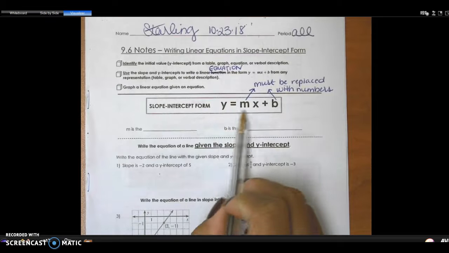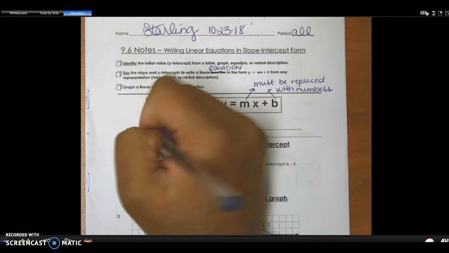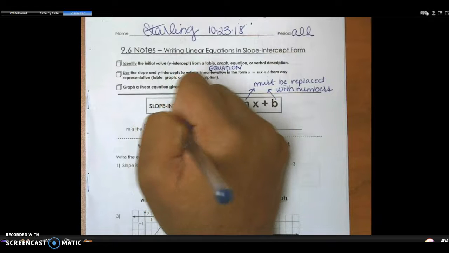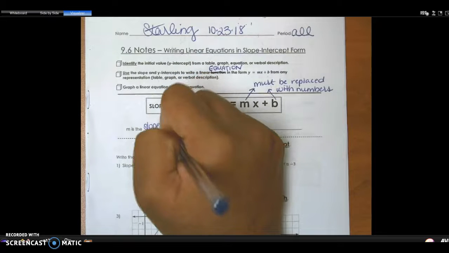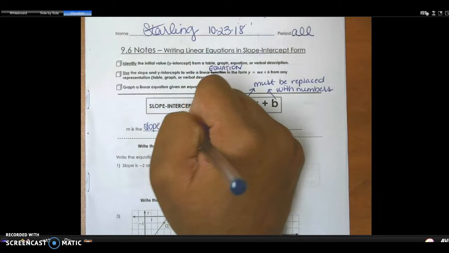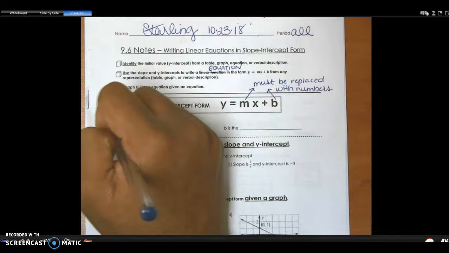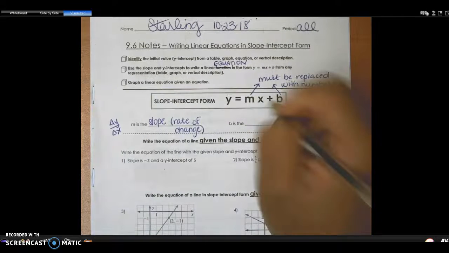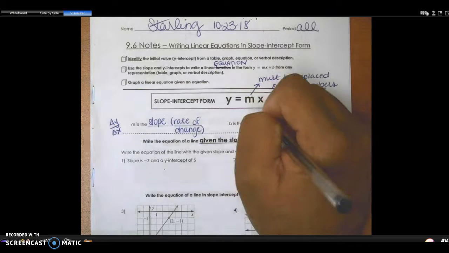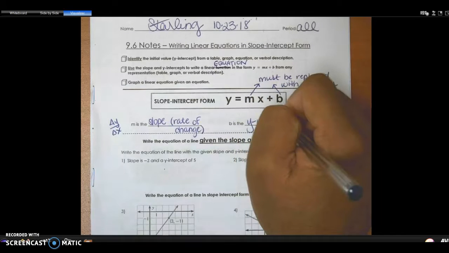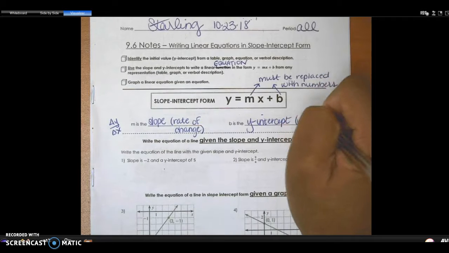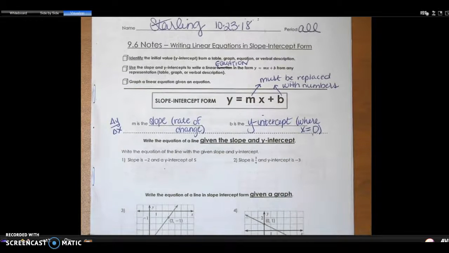So in this linear equation form, m is going to be my slope. A couple weeks ago, we talked about a rate of change. That's exactly what a slope is. It is my delta y over delta x. B is my y-intercept. That is also where x equals 0. You will need this later on.